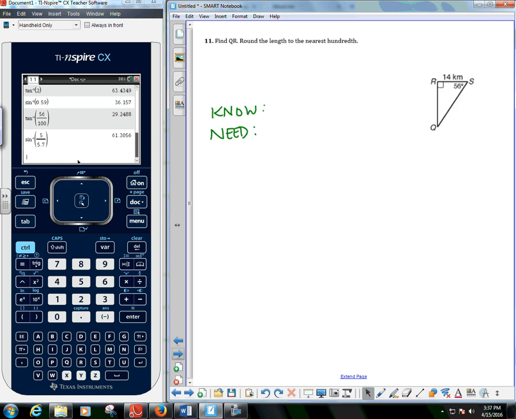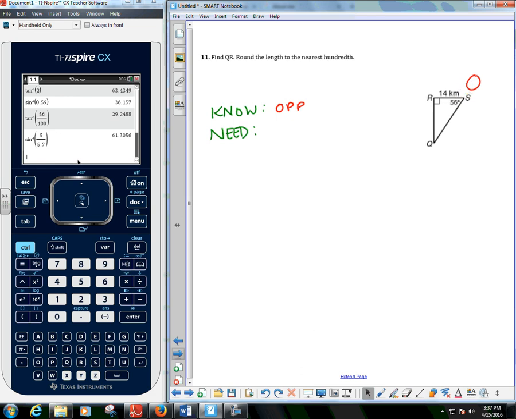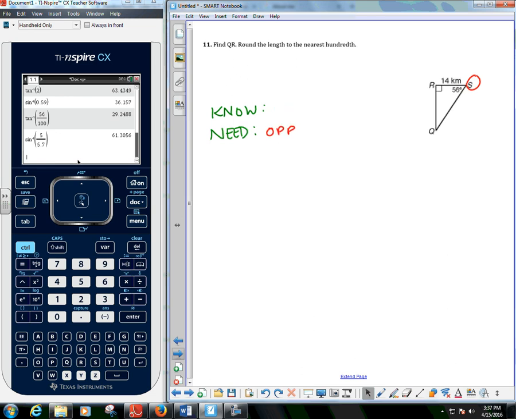Find QR, rounding the length to the nearest hundredth. I need QR, and I've got angle S. In relationship to angle S, QR is the opposite. What I need is the opposite, and what I know is the adjacent. When I think about SOHCAHTOA, I know that tangent is the trig function that uses opposite over adjacent. So I say tangent of 56 degrees equals the opposite over the adjacent. The opposite is what I need to know, and the adjacent is 14 kilometers.